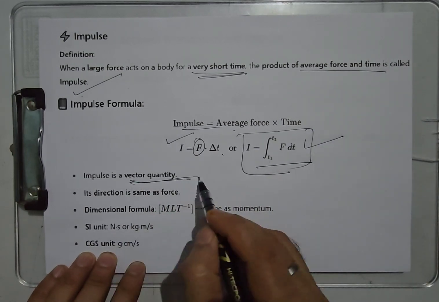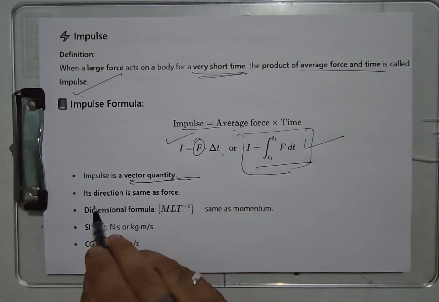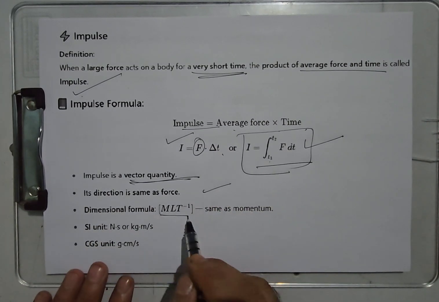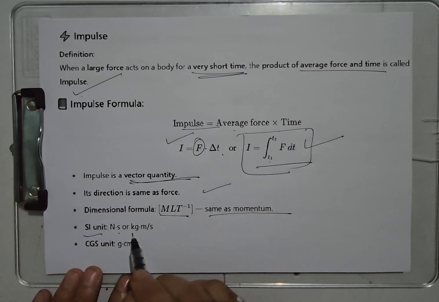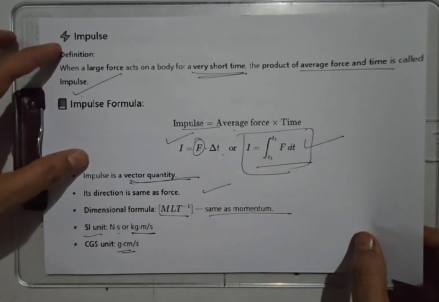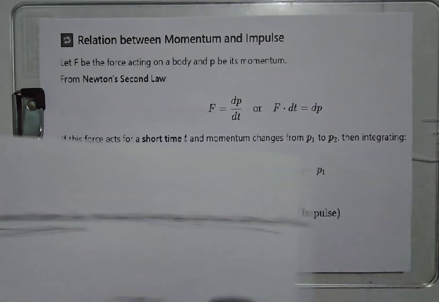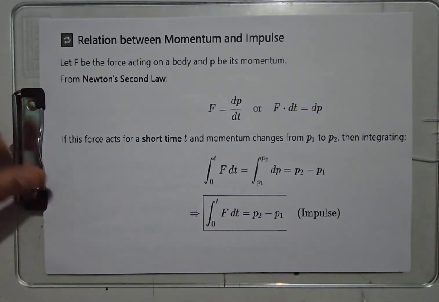Impulse is a vector quantity. Its direction is the same as force, and its dimensional expression is M L T to the power minus 1, same as momentum. Its SI unit is Newton second, or kilogram meter per second. CGS unit is gram centimeter per second. So these are basic points regarding impulse. Now next is the relation between momentum and impulse.